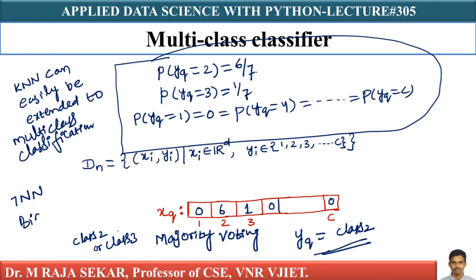Which one is fundamentally a binary classifier? Your logistic regression. I already discussed logistic regression, but still I will spend some time on this particular technique. Logistic regression is fundamentally a binary classifier. They cannot do multi-class classification as easily as KNN.